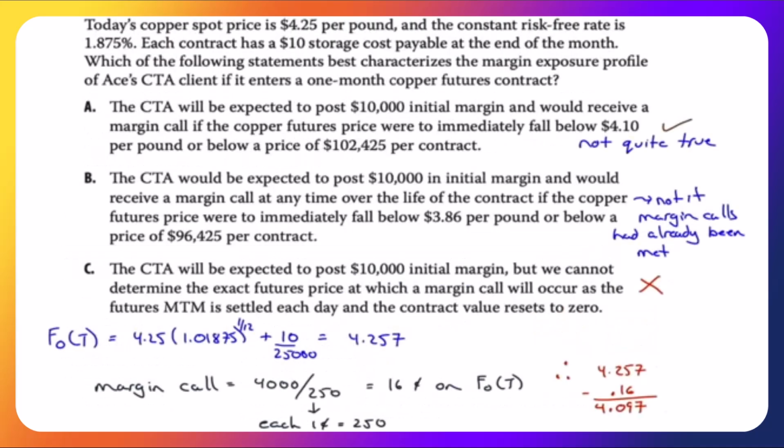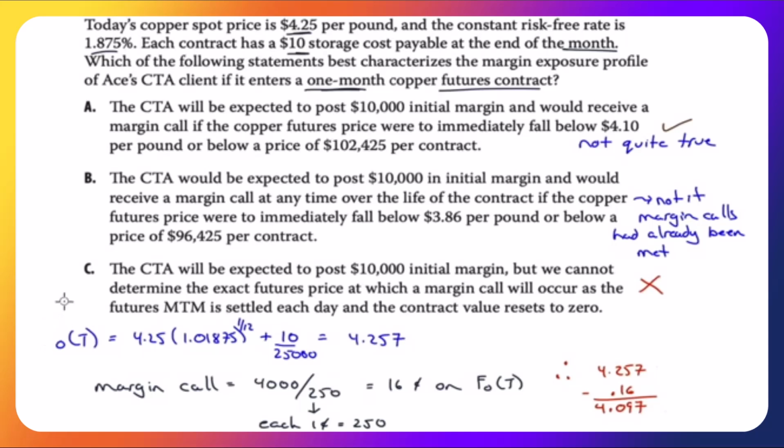Okay, today's copper spot price is $4.25 per pound. The constant risk-free rate is 1.875%. Each contract has a $10 storage cost payable at the end of the month. Which of the following statements best characterizes the margin exposure profile of ACE's CTA client if it enters into a 1-month copper futures contract? So the first thing we need is a futures price on this one.